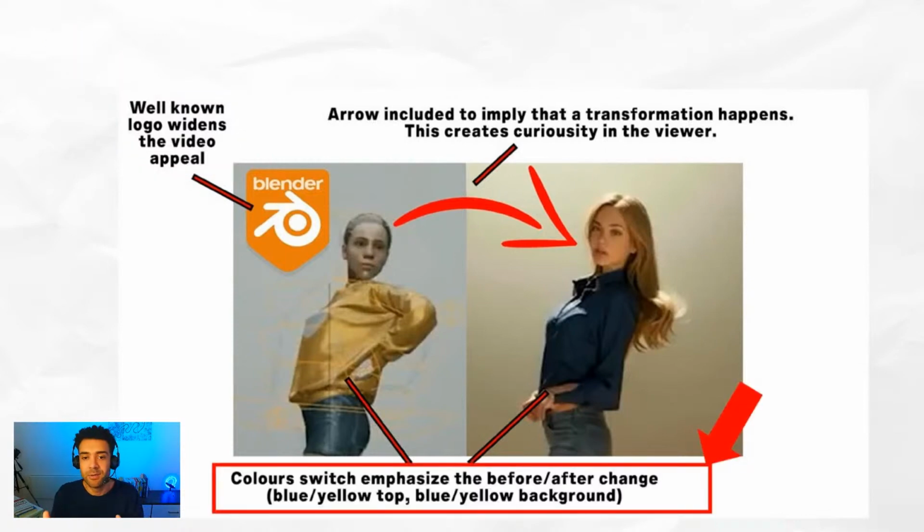And what this thumbnail did is it alternated colors to emphasize the before and the after, the difference. So you can see she's got a yellow jumper on in the left, but a blue top on in the right. But then there's a blue background on the left and a yellow background on the right. So that change in color palette really emphasizes the change from before to after.